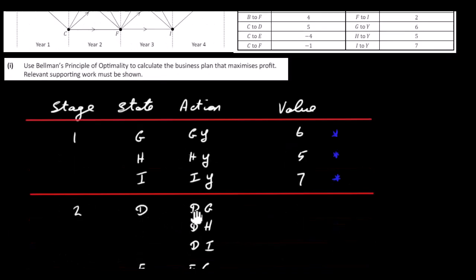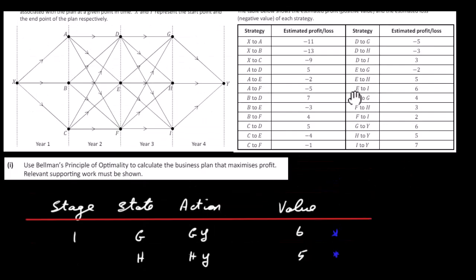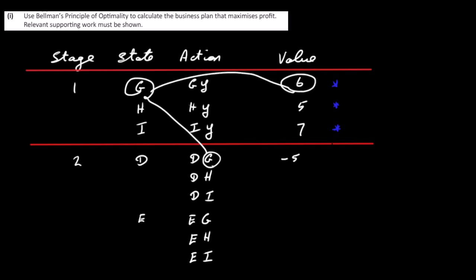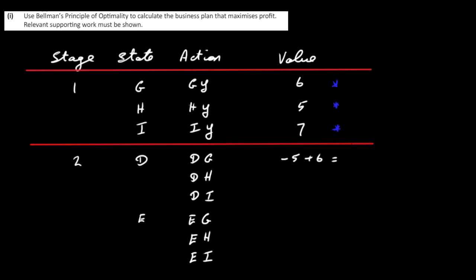First one is D to G. So we look at our table here. D to G has a value of -5. So let's put that one in. D to G has a value of -5, but we've got to look at this G here, come up to G here, and look at its value of 6. So we've got to add 6. That gives it a total value, or a net value if you like, of +1.